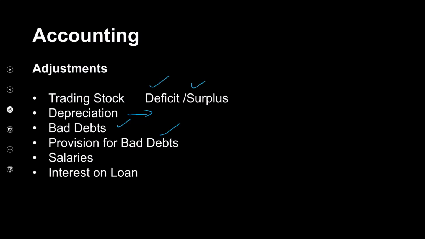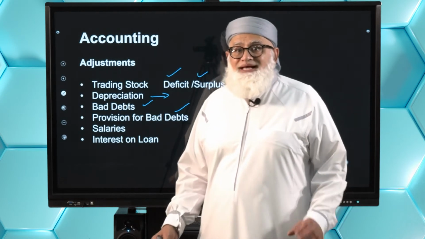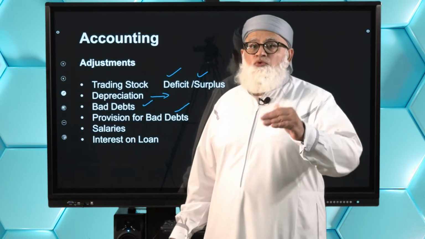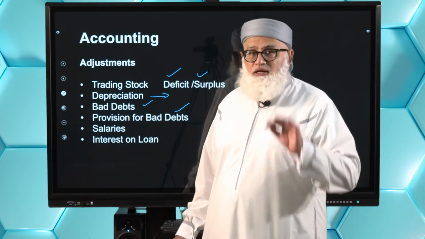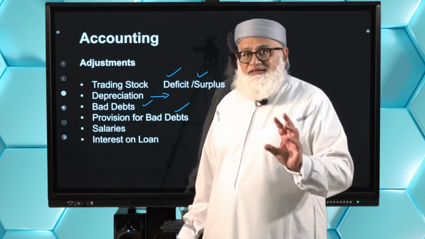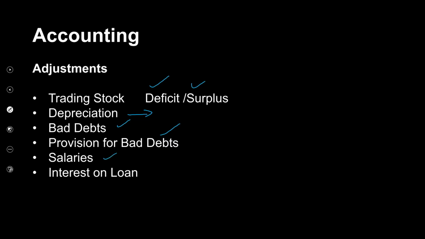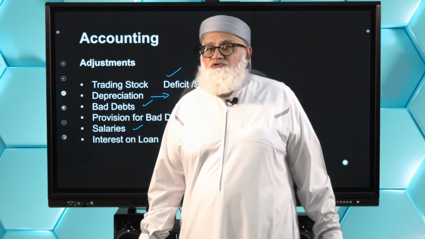Provision for bad debts, something new. It's a negative asset. It reduces the value of my asset. We will deal with it in more detail when we come to an example. But remember, also an adjustment. Then obviously, your salaries adjustment, salaries that have been paid in advance or salaries that have not been accounted for.